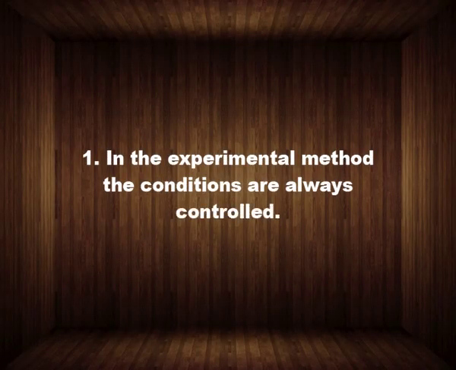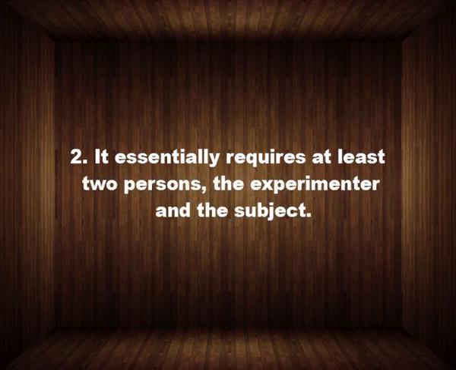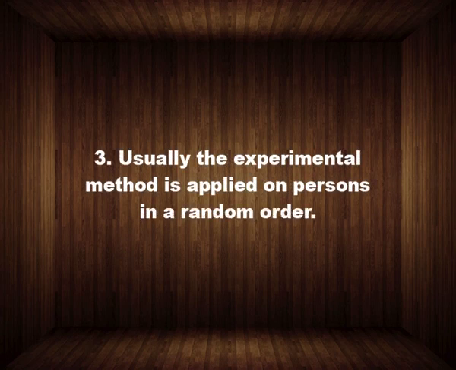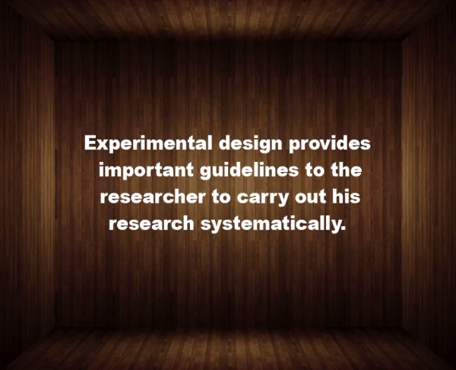They are, number one, in the experimental method, the conditions are always controlled. Number two, it essentially requires at least two persons, the experimenter and the subject. Number three, usually the experimental method is applied on the person in a random order. The experimental method uses a systematic procedure called experimental design. Experimental design provides important guidelines to the researcher to carry out his research systematically.